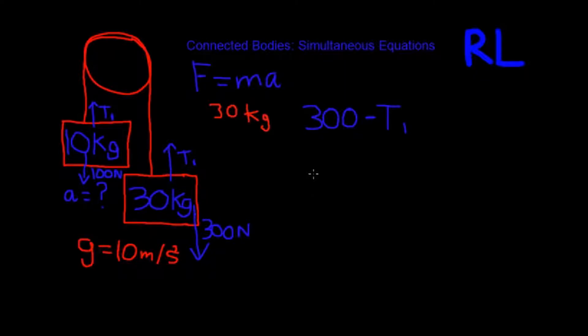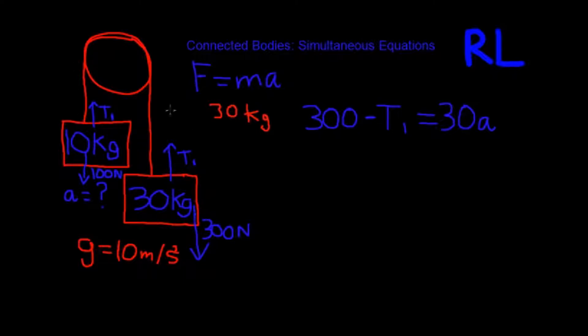We need to make sure that whatever direction we pick to be positive, we keep it consistent throughout the entire question. So in this case, I've chosen down to be positive when I picked 300, and therefore anything moving up needs to be negative, in this case T1. And that's going to equal mass times acceleration. Mass is 30. Acceleration is unknown. We'll just call it A for now.